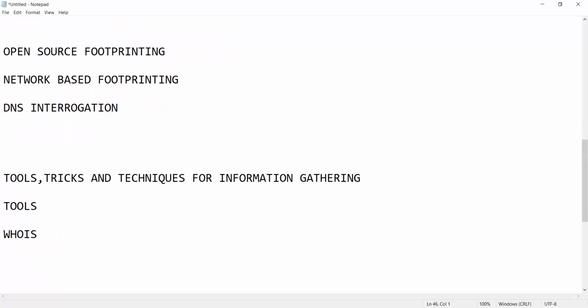Okay, the next is theHarvester. TheHarvester is also an information gathering tool which helps to extract the email addresses and subdomains of a particular target. It is coded as a simple Python script which searches for information from giant search engines like Google, Yahoo, Bing, and much more.